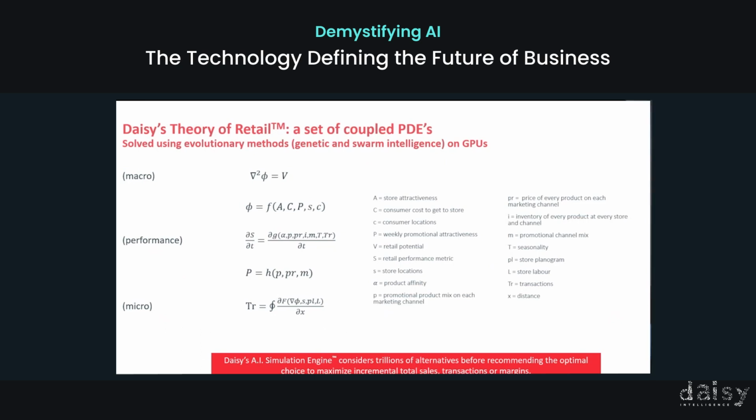And your potential theory has features like how attractive is the store, what's the cost for a consumer to get from where they live to your store, how attractive are your promotions, where are your store locations, where are your competitive locations. So that's the macro differential equations.